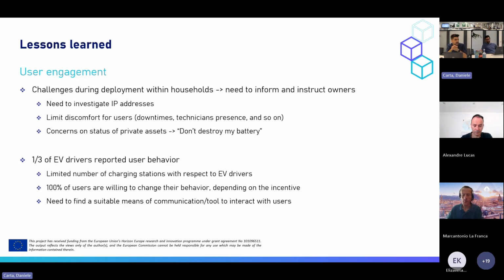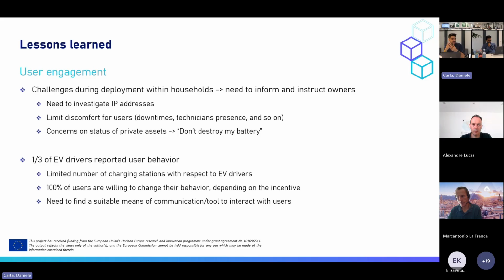Another important thing to mention when it comes to user engagement is the results from the Portuguese pilot, where more EV drivers would have liked to join and to participate in the demonstration phase, but unfortunately it was simply not possible because of the limited amount of charging stations available on site.